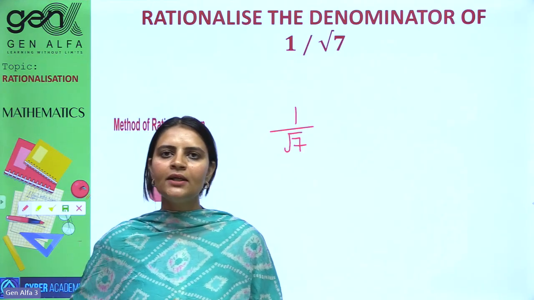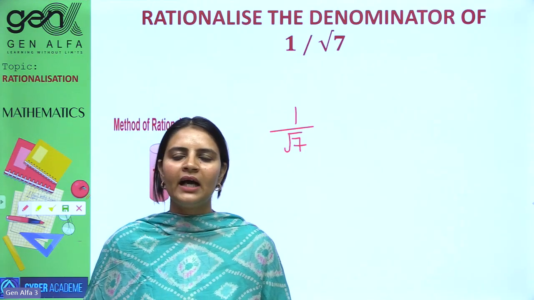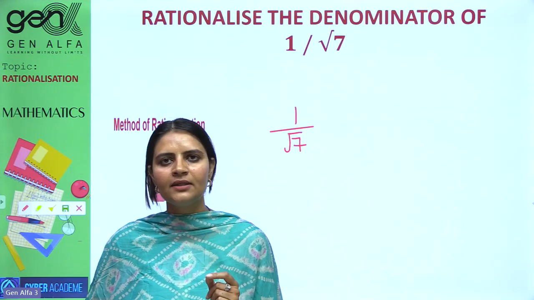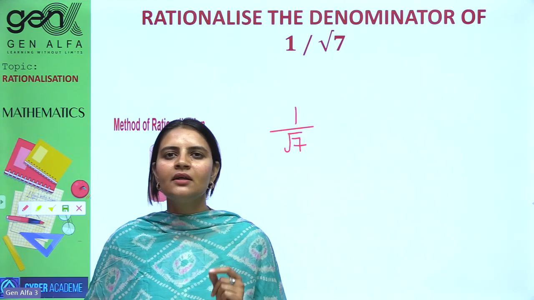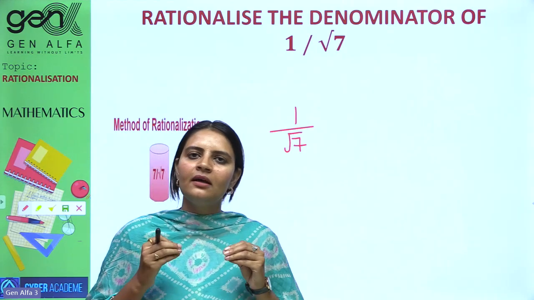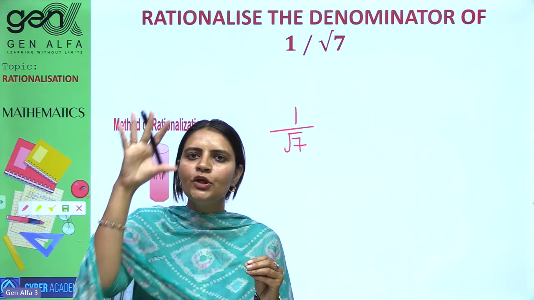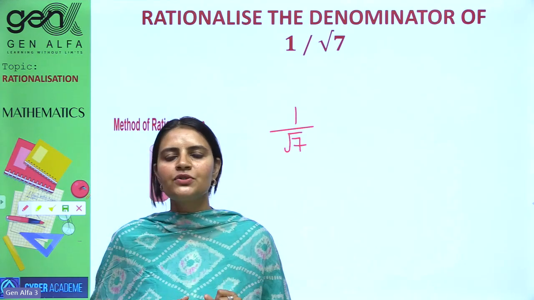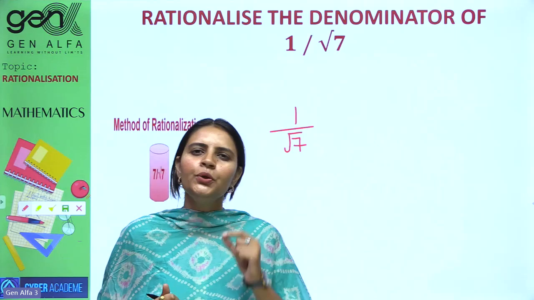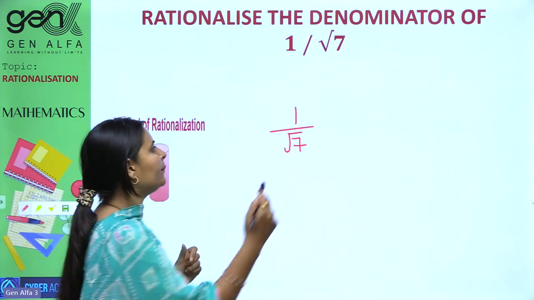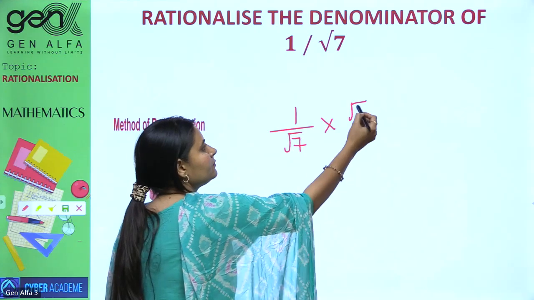Is conjugate needed over here? I have just told you, only a single term is present in the denominator, root 7, so here we don't need a conjugate. Conjugate itself is just taking the opposite sign of the two terms, but here we are not even having two terms. So there is no need of having a conjugate. You can simply multiply and divide with the same number present in the denominator.